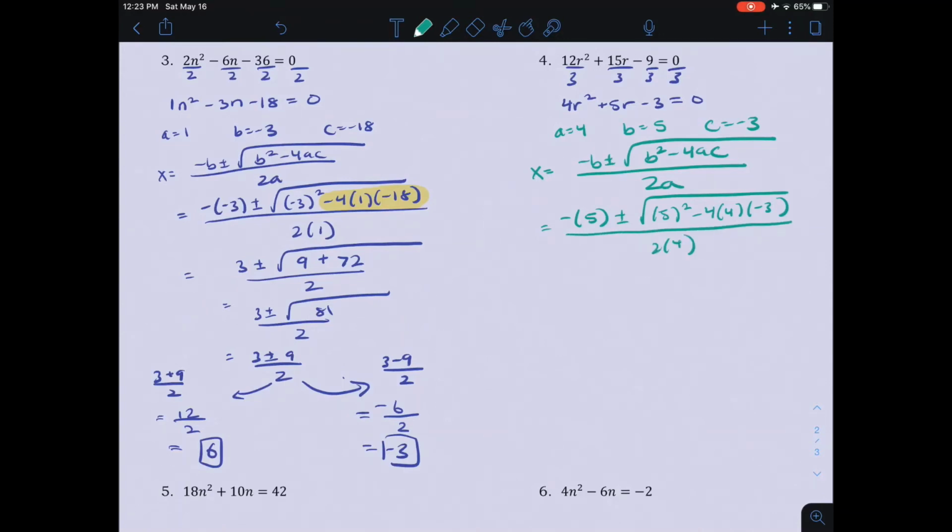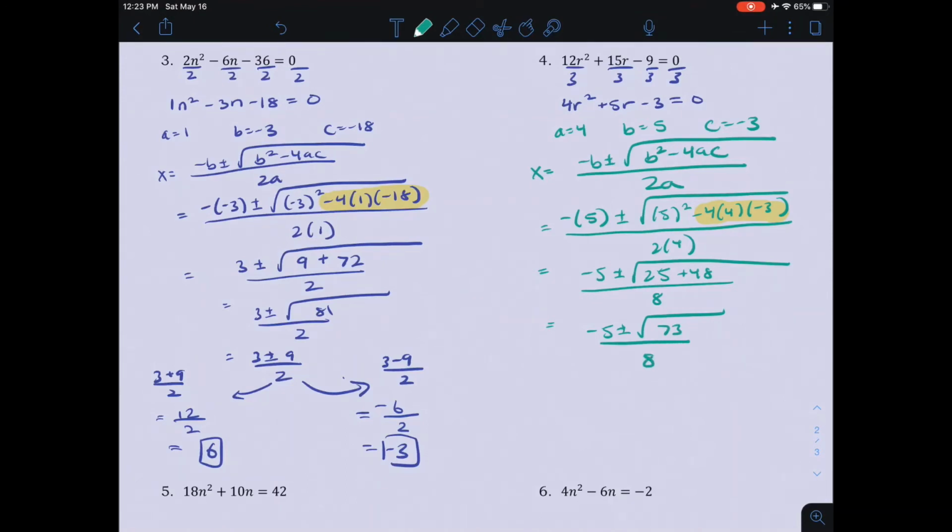So here, you notice I plugged everything in carefully. We're going to simplify, right? Negative 5 plus or minus square root of 5 squared is 25. Here I have negative 4 times negative 3, which is actually going to be positive 48. You might have to do that work on the side somewhere, all over 8. And then from here, I'll get negative 5 plus or minus 48 plus 25 is actually just 73 over 8.